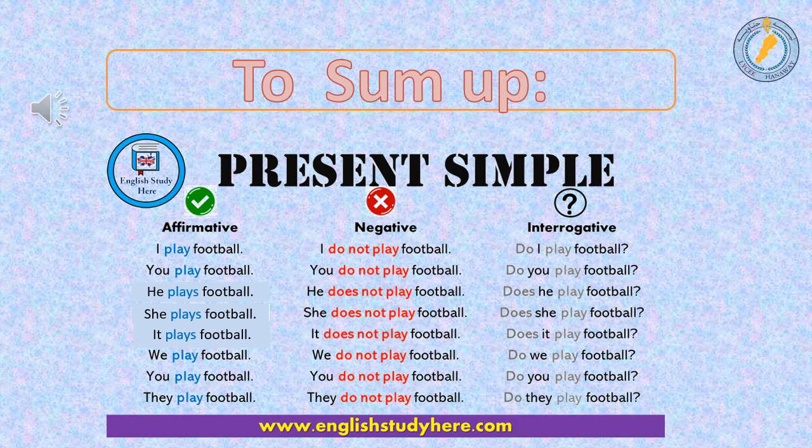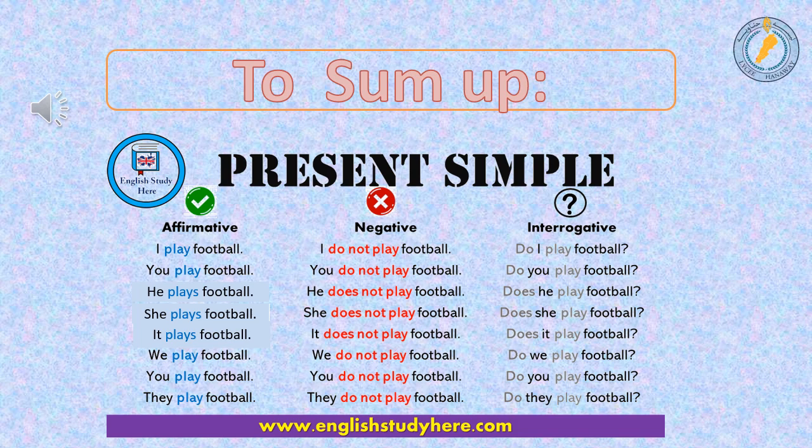I add do with I and the plural pronouns. So I say I, we, you, they do, then I add the word not, then I put the base form of the verb, while I add does with the singular subjects. So I say she does not, it does not, he does not, and then I add the base form of the verb. In the interrogative form, I ask questions using do or does.